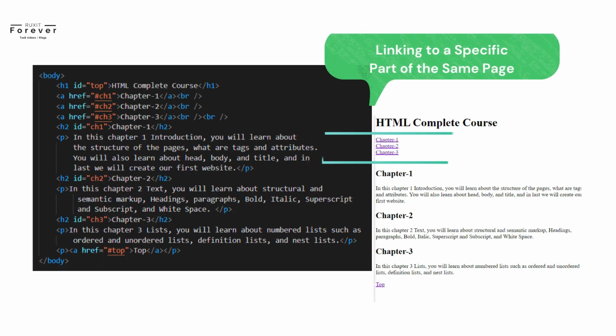Linking to a specific part of the same page. At the top of a long page, you might want to add a list of contents that links to the corresponding sections lower down. Or you might want to add a link from partway down the page back to the top of it to save users from having to scroll back to the top. Before you can link to a specific part of a page, you need to identify the points in the page that the link will go to.